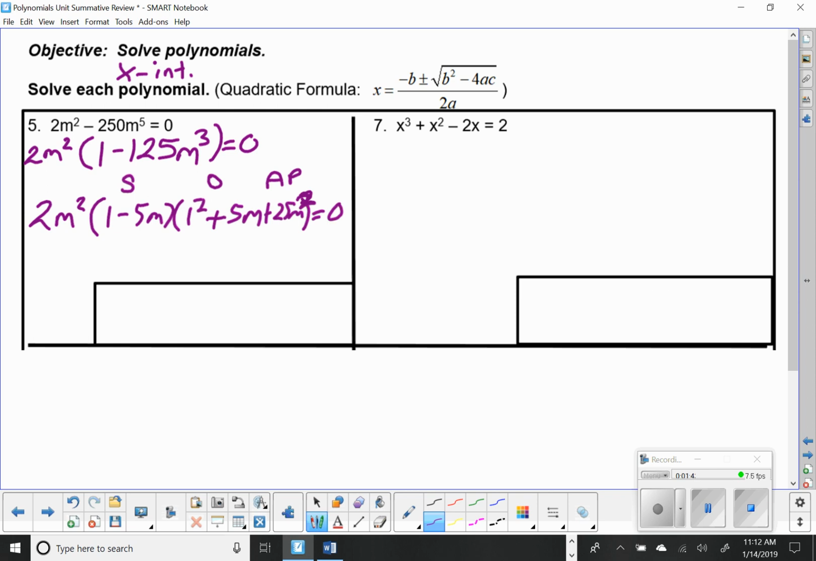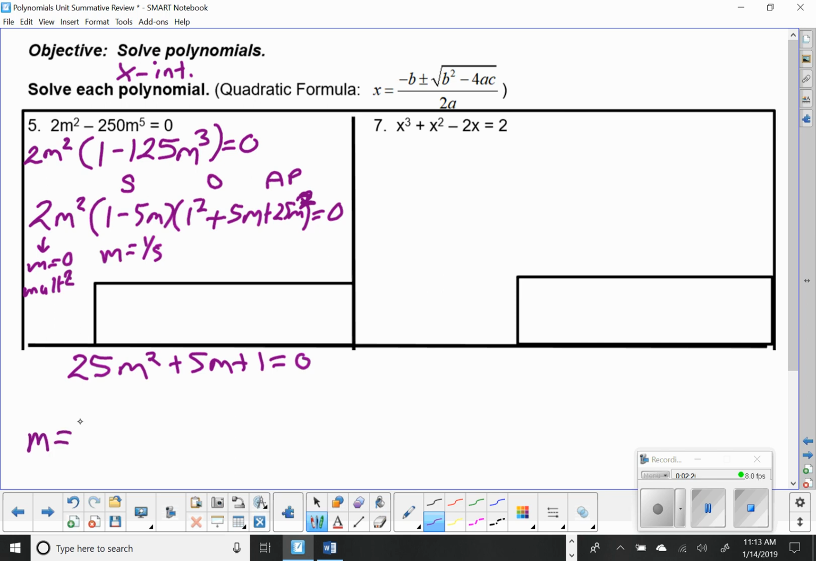Now, I set each factor equal to 0. So, this one tells me that m is equal to 0 twice. So I've got a multiplicity of 2 because it's squared. Here, m is equal to 1/5 when I set 1 minus 5m equal to 0. The problem is this guy, he's a trinomial that's not factorable. So I have to use the quadratic formula. But I'm going to rewrite him as 25m squared plus 5m plus 1. I can do that because of the commutative property.